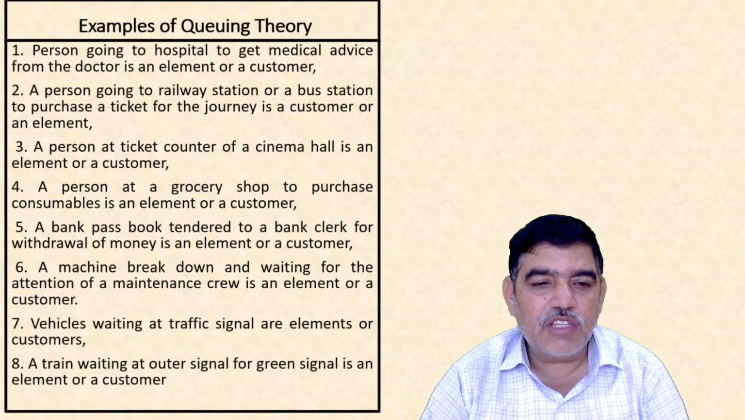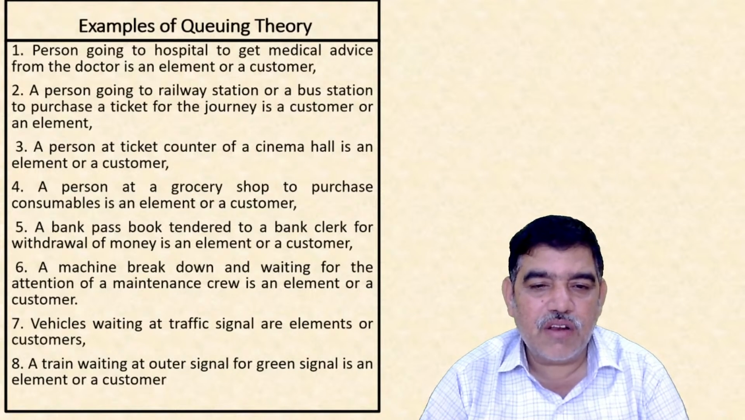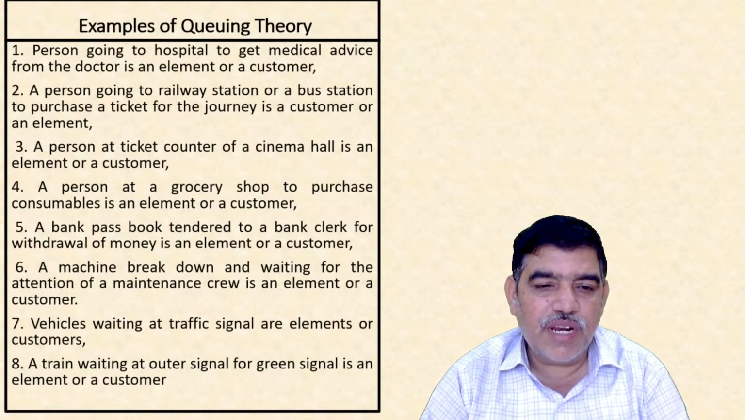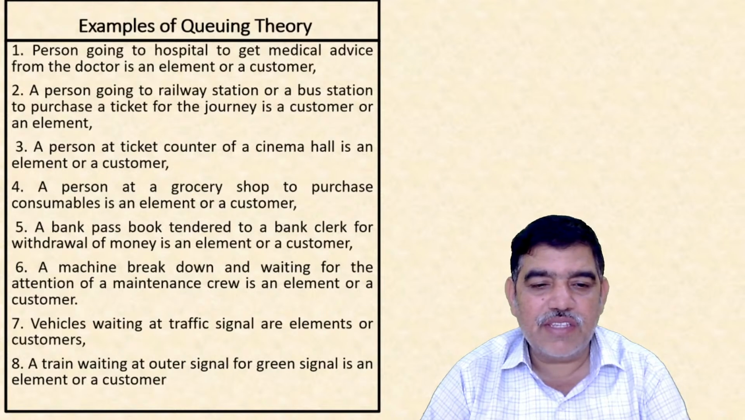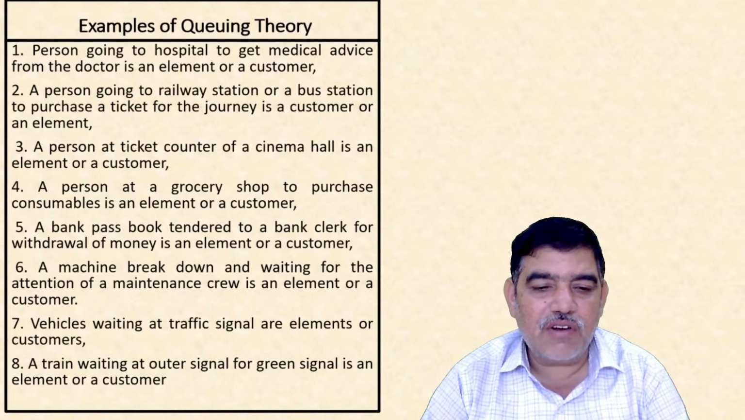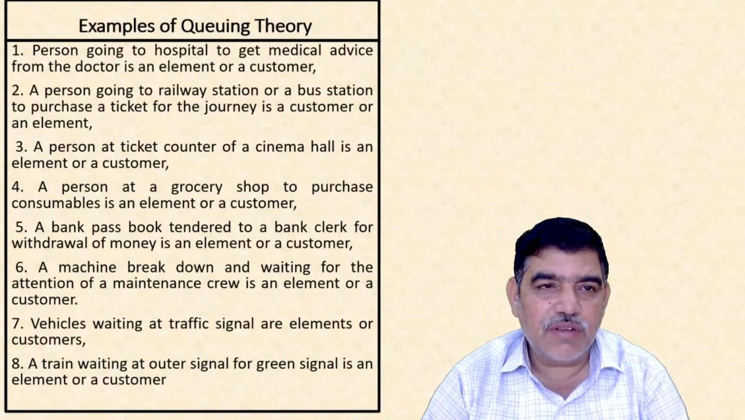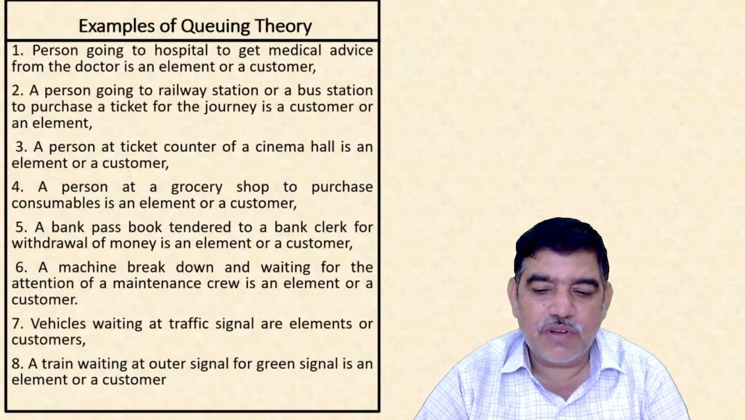A person at a grocery shop to purchase consumables is an element or a customer. A bank passbook tendered to a bank clerk for withdrawal of money is an element or a customer. A machine breakdown waiting for the attention of a maintenance crew is an element or a customer. Vehicles waiting at traffic signals are elements or customers. A train waiting at the outer signal for a green signal is an element or a customer. So these are the different examples of queuing theory.